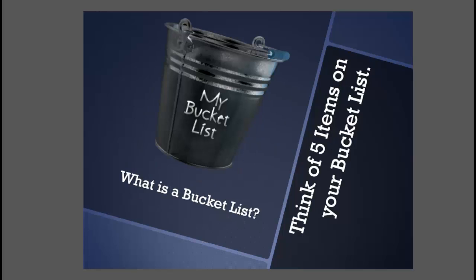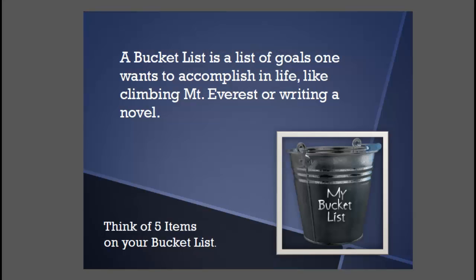In starting to set goals, we want to think about what is on our bucket list. What I'd like you to do is think of 5 items on your bucket list. You're saying, "No, Mrs. Upsall, what's a bucket list?" A bucket list is a list of goals one wants to accomplish in life, like climbing Mount Everest or writing a novel. So think of 5 items that you would like to accomplish in your life.